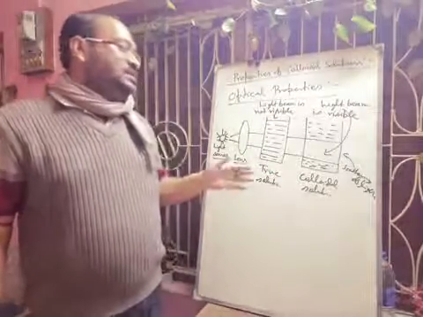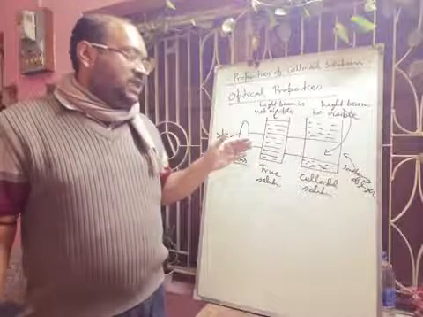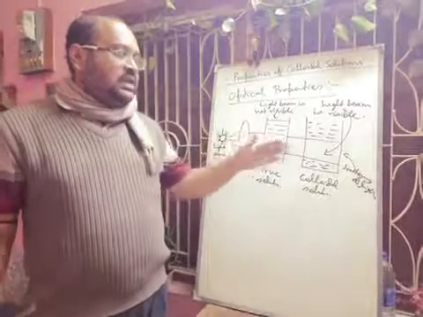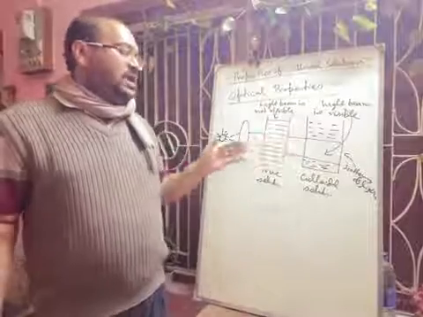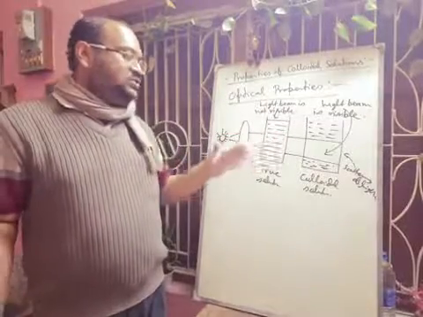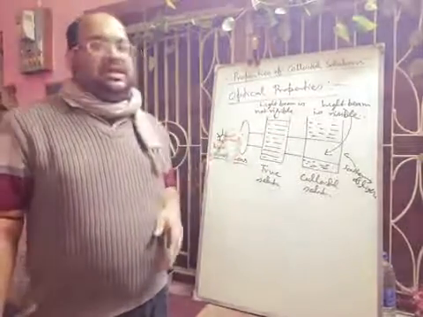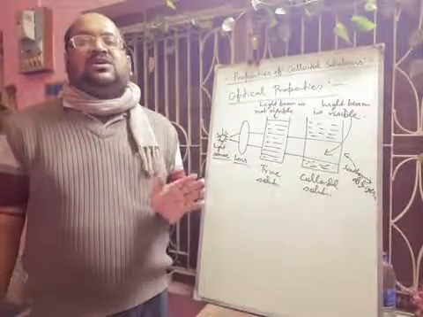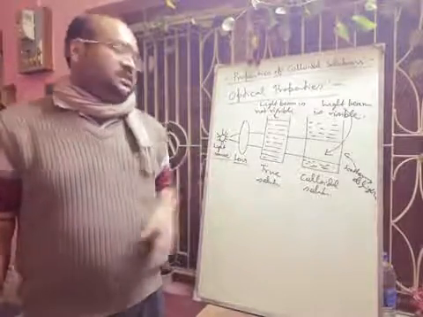When light passes through a colloidal solution, the path of the light will be illuminated, but through a true solution there will be no illumination of the light. Next we will discuss the factors on which the scattering of light depends.